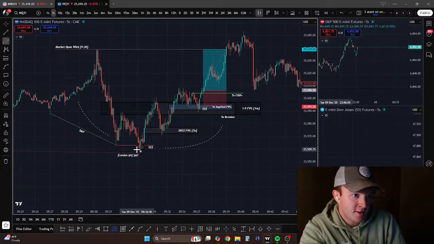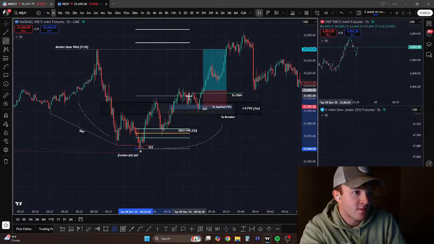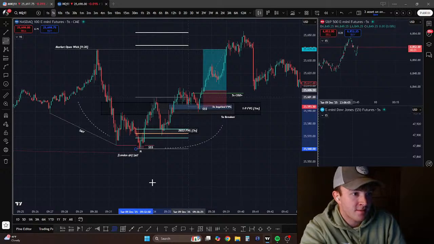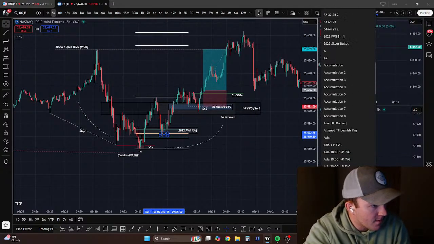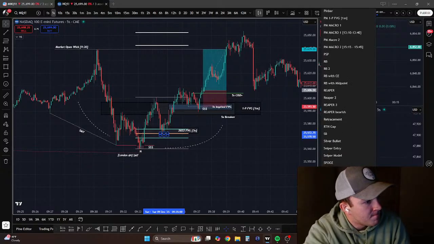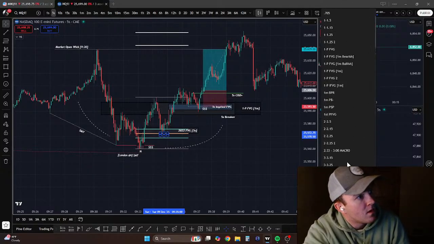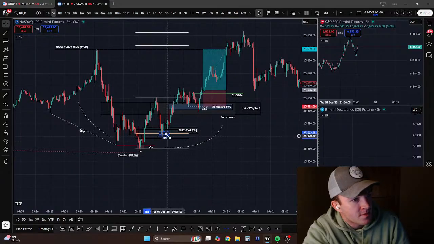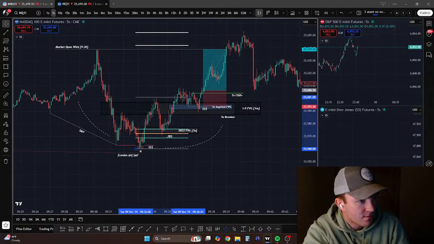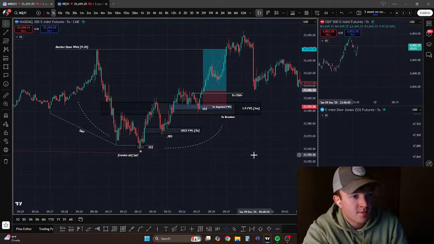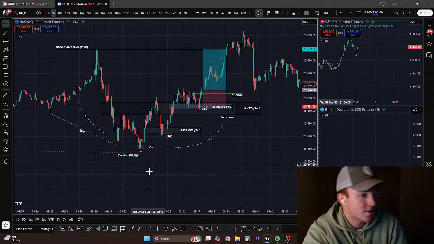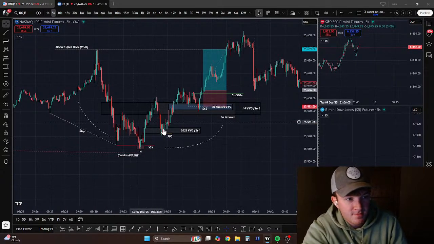This is probably an OTE. It's probably right at 0.705. Yep. See that? There's the 2022 model. Yeah, 5-second market maker buy model. We got liquidity sweep, breaker structure, fair value gap. What more can you need?